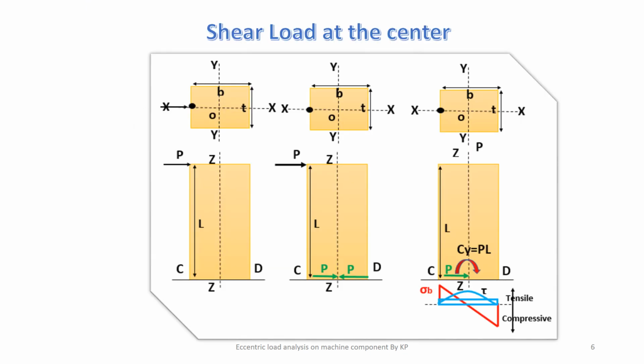Let us consider the effect of shear load acting at the center. Here we have taken a machine element whose length is L, whose cross section is a rectangle, the width of the cross section is B, and the thickness is T. Let us consider a force P acting on this upper edge, and if we see the top view, this load is passing through the x axis. Because this load is passing through the centroidal axis, it is called a load acting at the center. It is not an eccentric load. So what should be the effect of this shear force on the stress at points C and D?